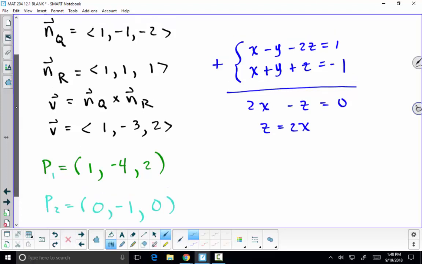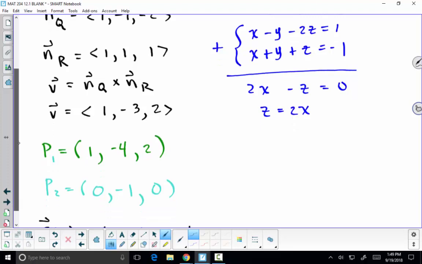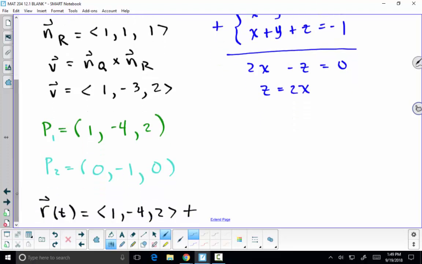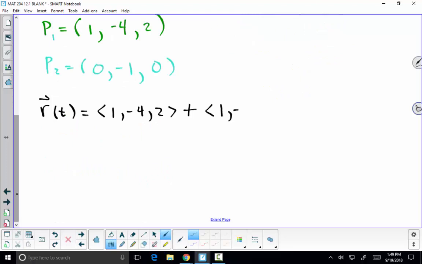Let me double check. We cross out the first column, we get -1 plus 2. Cross out the middle, we get -2 minus 1, which is -3. Cross out that, we get 1. I agree with that. We switched this. So the direction is 1, -3, 2. Multiply that by t. So there is the equation for our line of intersection: 1 plus t, comma, -4 minus 3t, comma, 2 plus 2t.